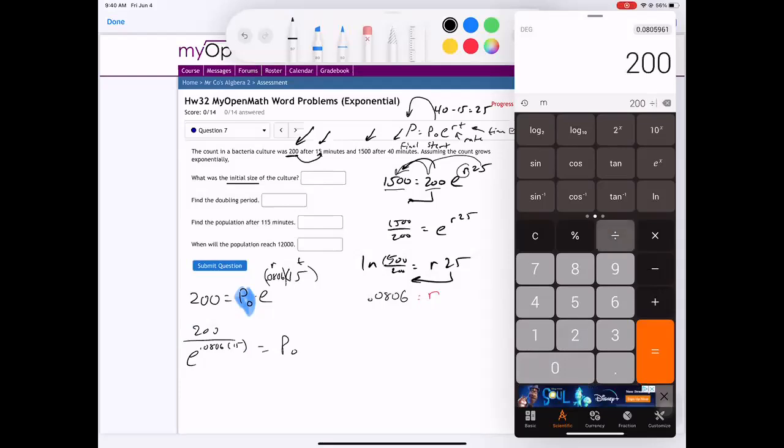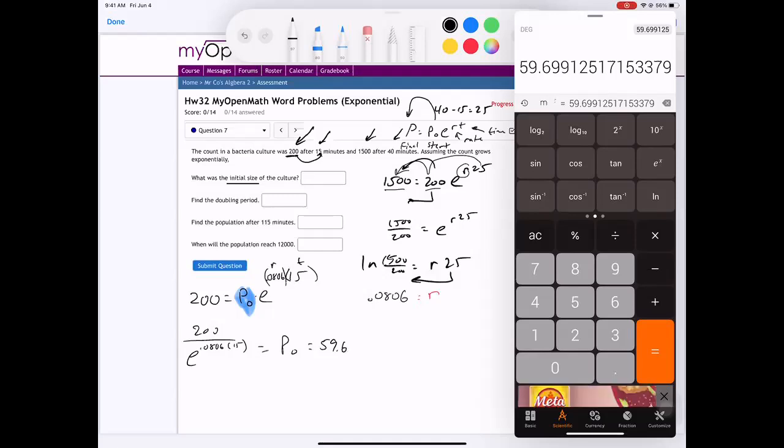So 200 divided by, now I'm going to do parentheses here on my calculator, 0.0806 times 15. I'm going to close it, and then I'm going to exponentiate this, e to that. Now, e changed my decimal exponent into 3.3. We haven't divided yet. I'm going to hit equals to divide those numbers together. Our initial population is 59.69. I'm going to round up to 59.70. Okay, so that's my initial population, 59.70.